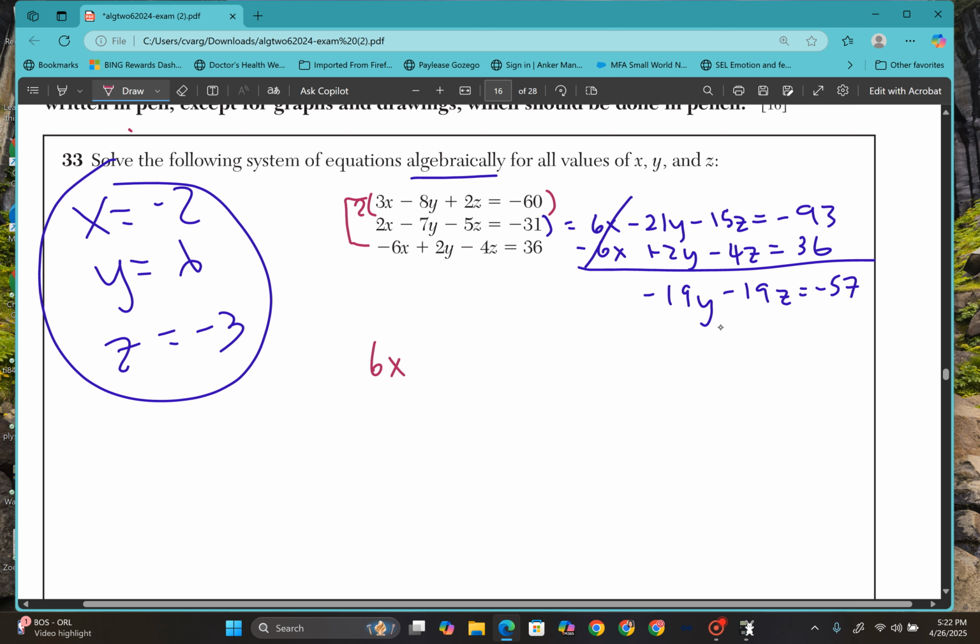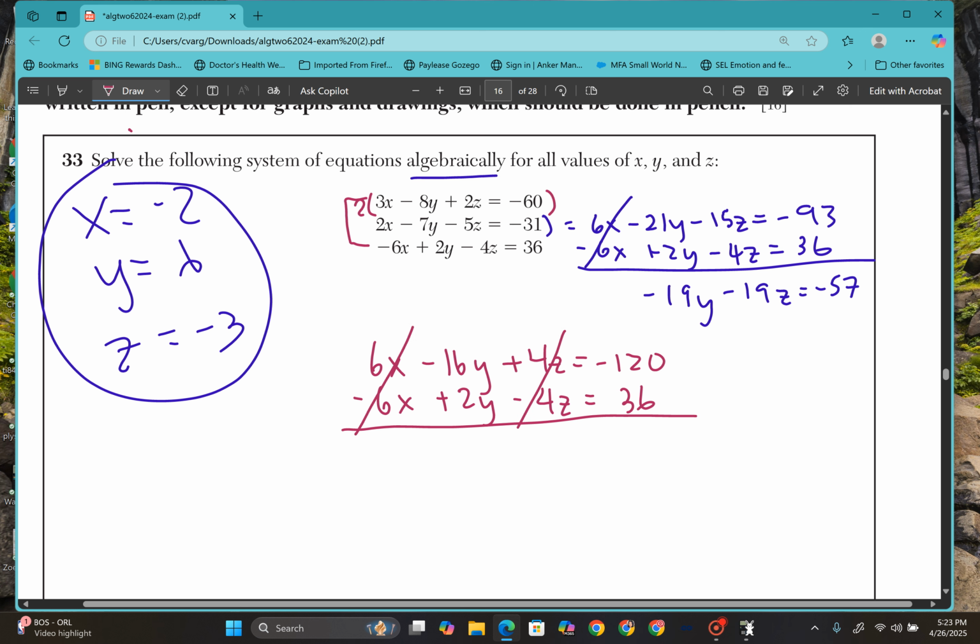I get 6x minus 16y plus 4z is equal to negative 120. Cool. And then I bring down the bottom one, so negative 6x plus 2y minus 4z is equal to 36. Cool. So now, if I add these together, 6x minus 6x cancels out. This cancels out. This is good. So now I have negative 14y is equal to negative 120 plus 36. So what is that? 120 minus 36 is going to give me negative 84. Cool. So I'm almost done.